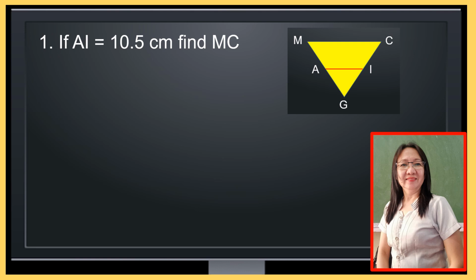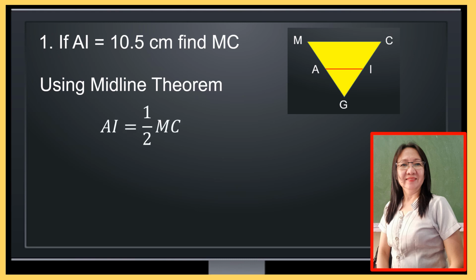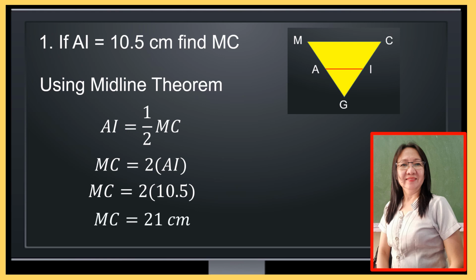So using the idea of our midline theorem, we can say that AI is equal to 1/2 MC. Then, by multiplying both sides by 2, MC is equal to twice AI. And since our AI measures 10.5, by substitution, then multiplying it by 2, we will get MC is equal to 21 centimeters.